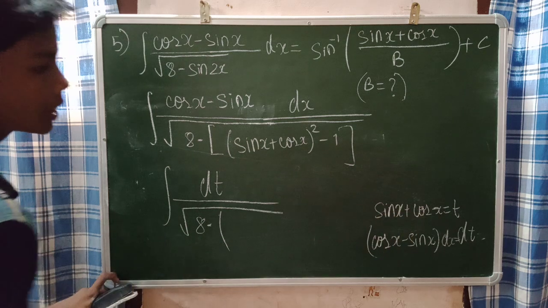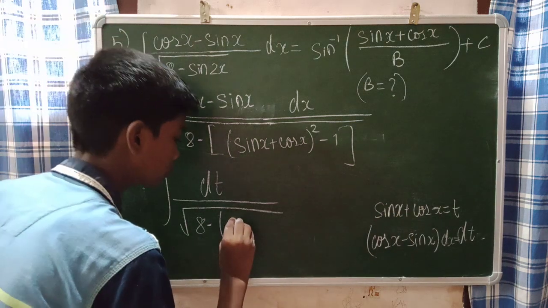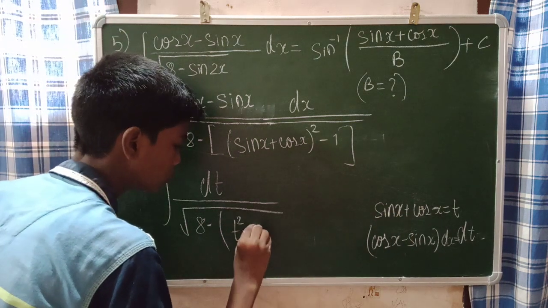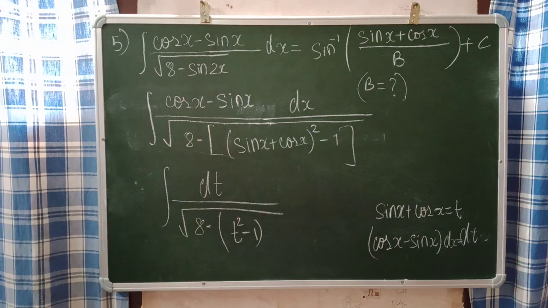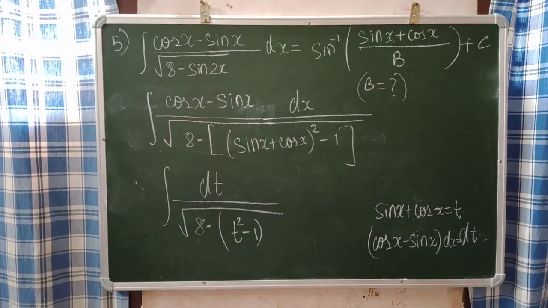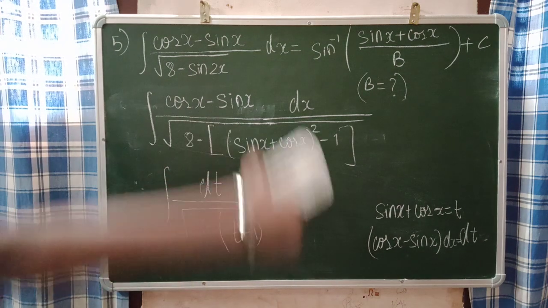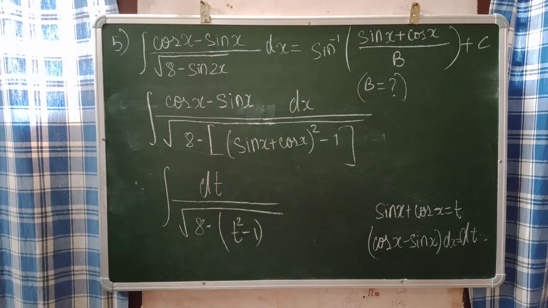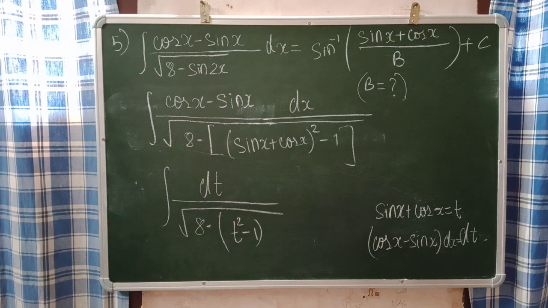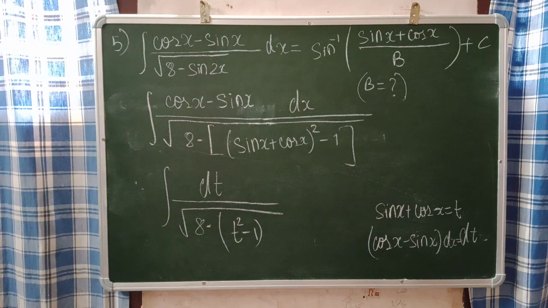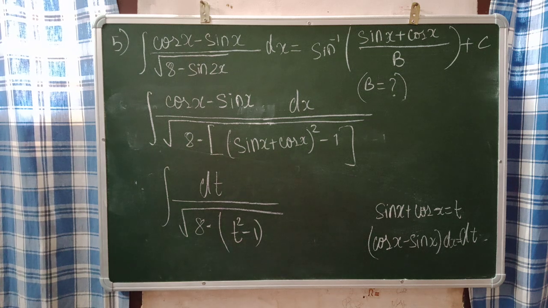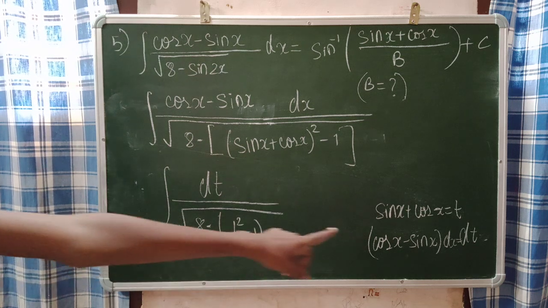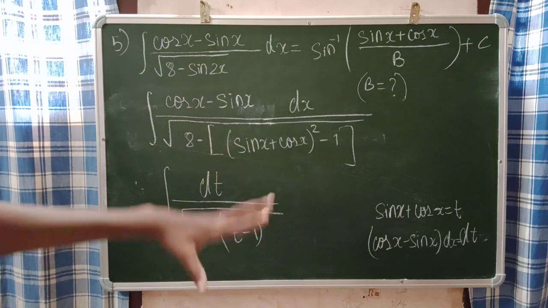What is sin x plus cos x? That is t. So t square minus 1. That's all. This is what you will get when you use this substitution. In the numerator, (cos x minus sin x) dx is your dt. Then in the denominator I am having root of 8 minus (sin x plus cos x) whole square, and sin x plus cos x is t, so t square minus 1.